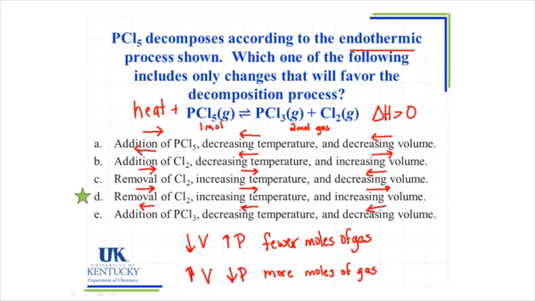So when I look at my answer choices, what I'm looking for is which of these sets of changes are going to favor only the decomposition, or only going to the right. And where I see that is in answer choice D. Removal of Cl2 favors the products, increasing the temperature, and increasing the volume. So D is our best answer.